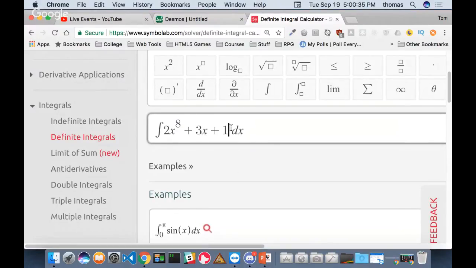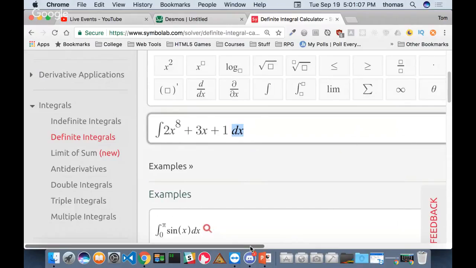I want to find the antiderivative or the integral, that's what we say, of this equation, dx, with respect to x. That's what dx means. I'm just using the language again and again so you hear it, in case you hear it in some kind of problem format: find the antiderivative or the integral of 2x to the 8 plus 3x plus 1 with respect to x. That's what dx is, with respect to x. Okay, so cool. Let's do that.